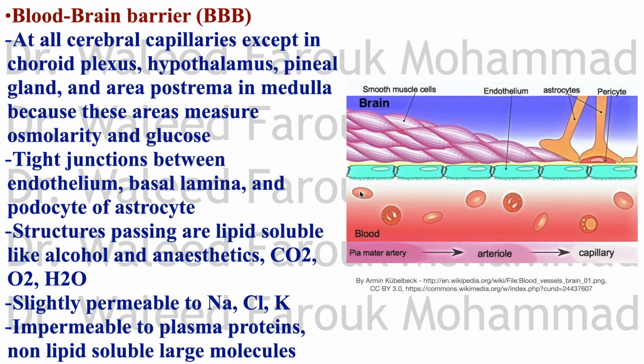Structures passing through this barrier are lipid-soluble structures like alcohol and anesthetics, CO2, O2, and H2O. It's slightly permeable to sodium, chloride, and potassium. It's impermeable to plasma proteins, which have big molecules, and non-lipid-soluble large molecules. So for a drug to act centrally, which means it acts directly on the brain, it must have the ability to cross the blood-brain barrier for its function.